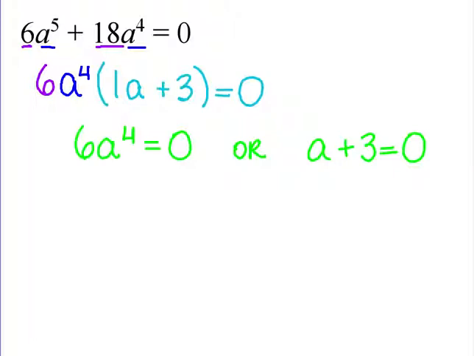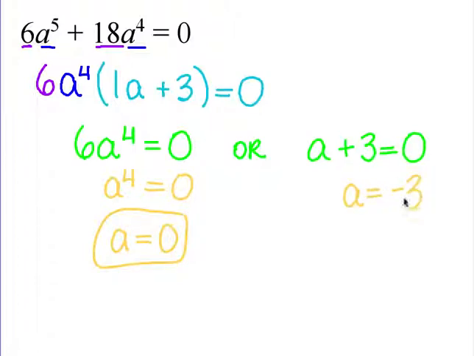So let's solve those individually. What will a equal here? 0. Now real quick, let's just go through and solve that. Here if you divide by 6, you would have a to the 4th equals 0. And then the question is, well, what does a equal? Well, anything to the 4th power, what's going to cause that to equal 0? Yeah, a has to equal 0. The actual way that you would find it would be to take it to the 4th root. And then what do I get over here? What does a equal over here? -3. Very good.